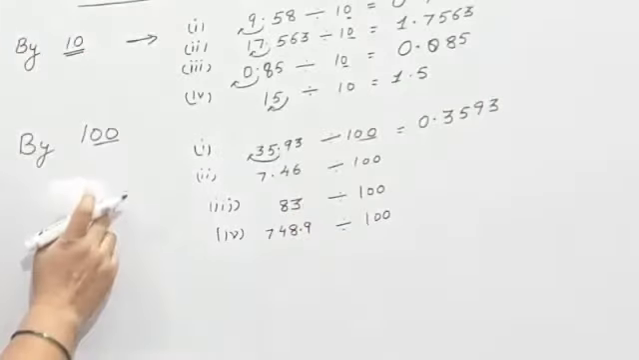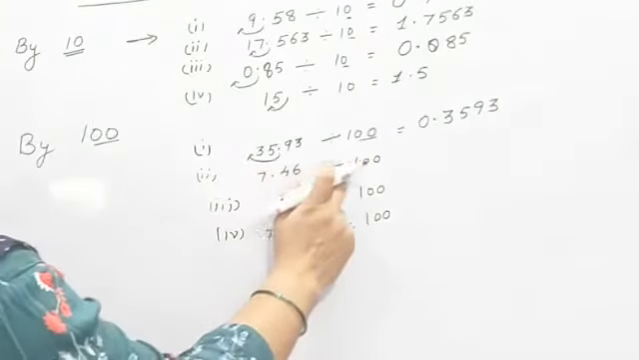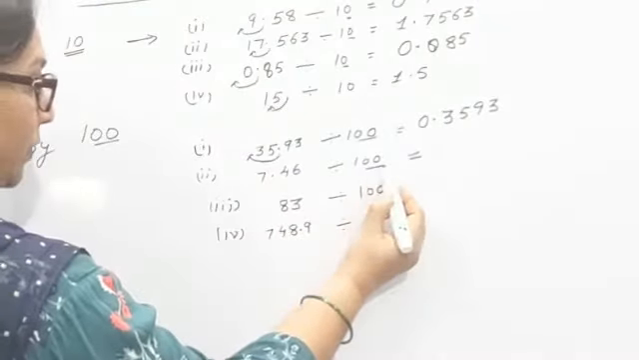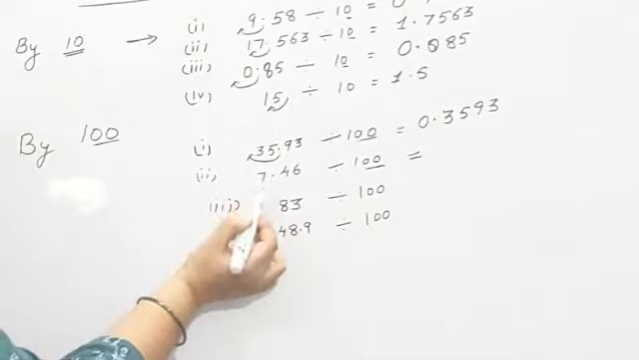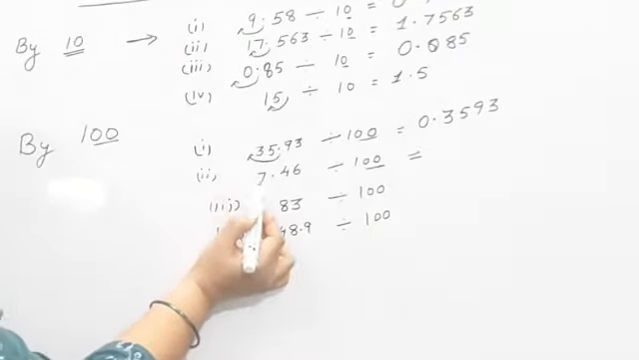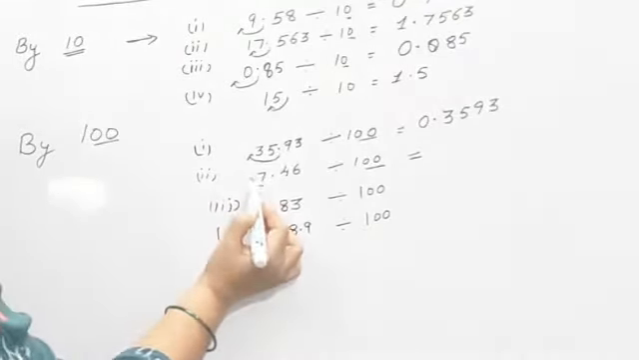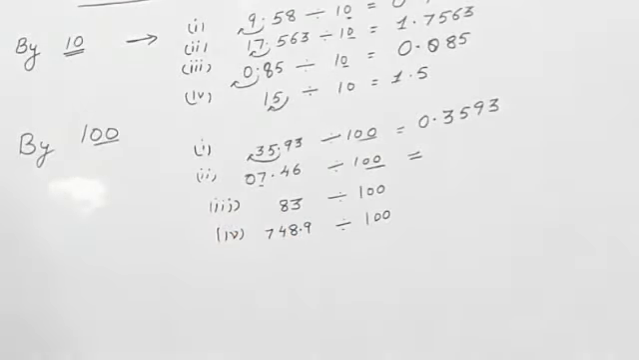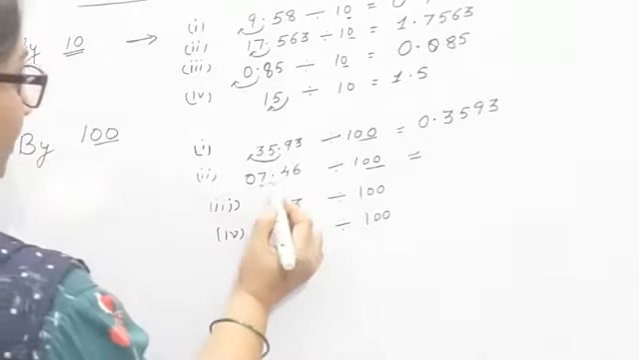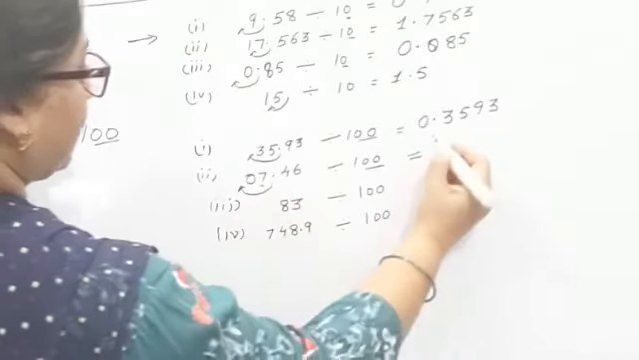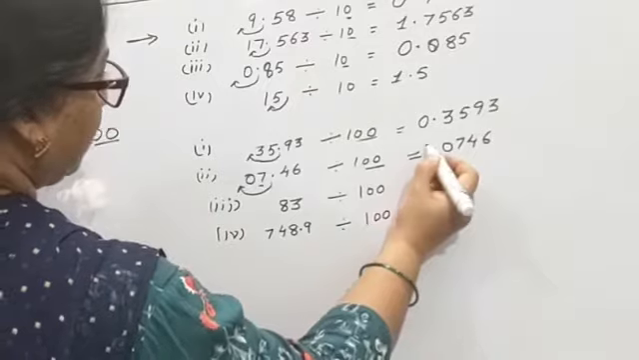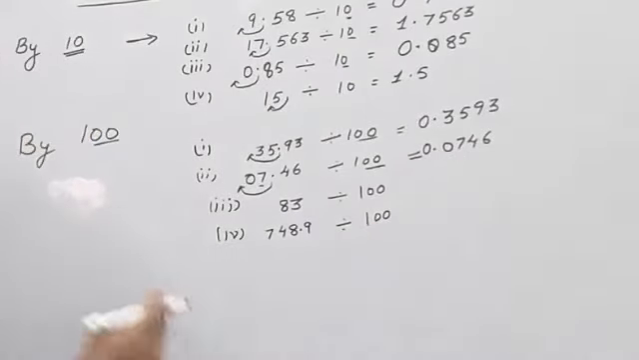So just by writing 0 in front of decimal, the quotient is 0.3593. Question number 2, 7.46 divided by 100. Again, in this case, because there are 2 zeros, decimal will shift 2 places towards left. But you have only 1 digit, so we can fill the next place by adding 0. Always 0 is added towards the direction of shifting of decimals. So when you bring the decimal here, it becomes 0.0746. Again fill the integral part with 0.